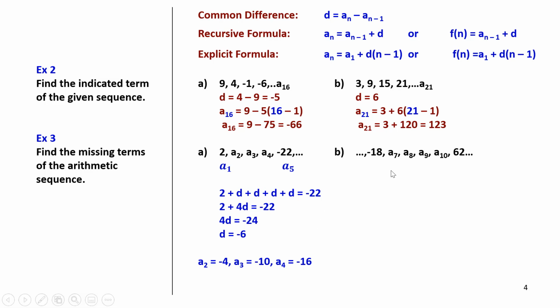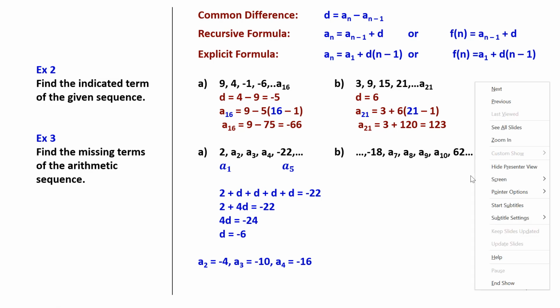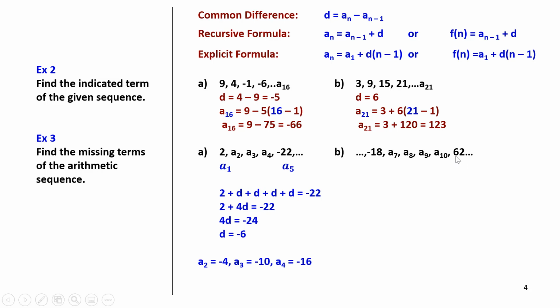So take a look at B. B is the same type of problem, but it's a little bit different. Look at what's missing here. I'm not given a sub 1 this time. I'm given a sub 6. I'm missing a sub 7, 8, 9, 10. So that means that this 62 out here has to be a sub 11. So let's take a look at how to do this.